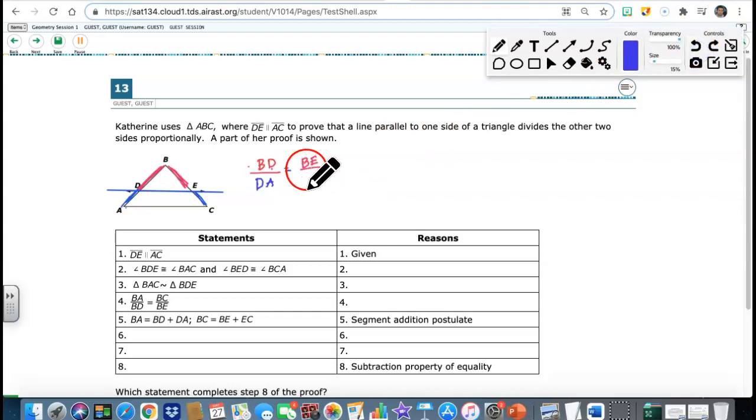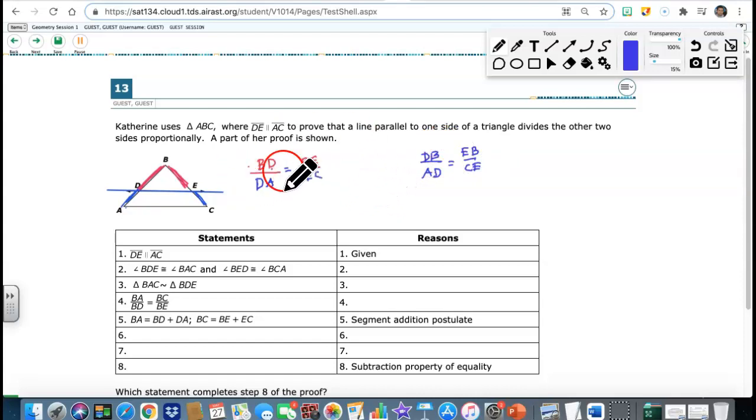So here we go. This is the proportion that they want. This line divides the line proportionally, so proportion BD is to DA like BE is to EC. Again, I can write that order of the letters, or I can just flip the letters. I can say DB is to AD, I'm flipping the letters, like EB is to CE. It doesn't matter which order the letters are in, it's the same answer.